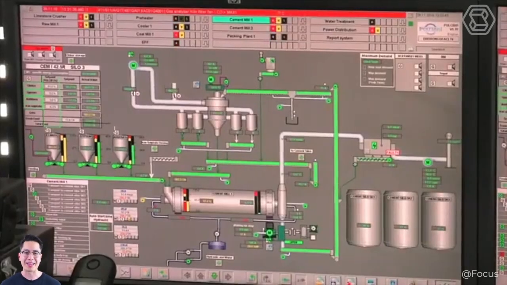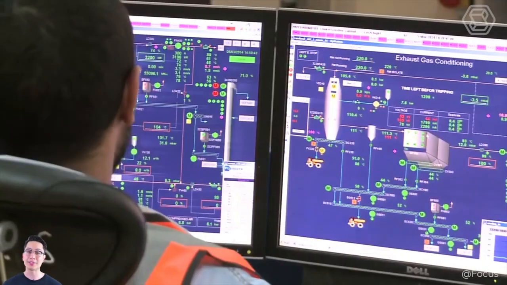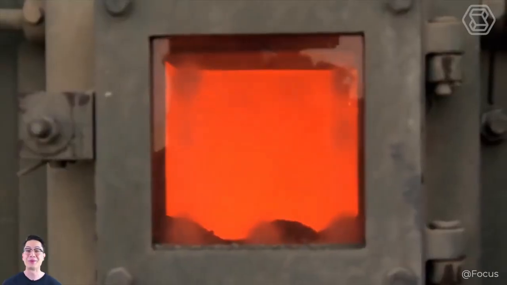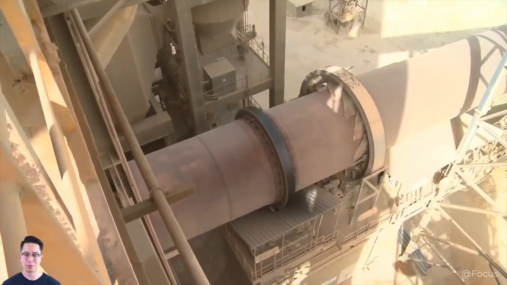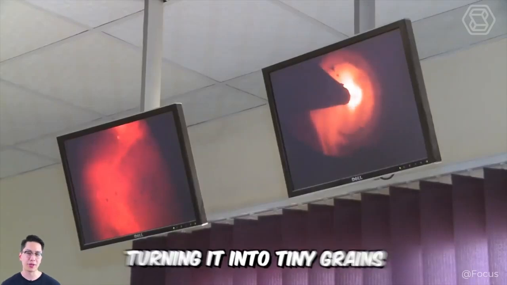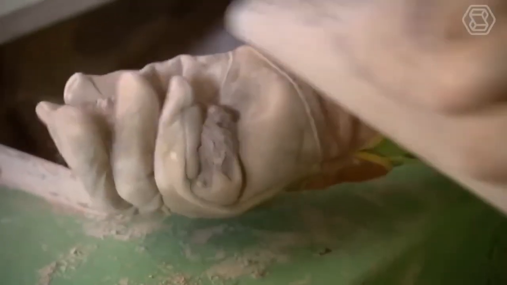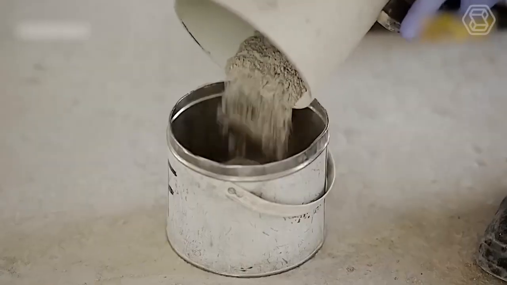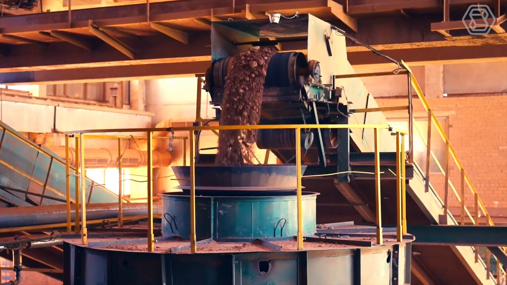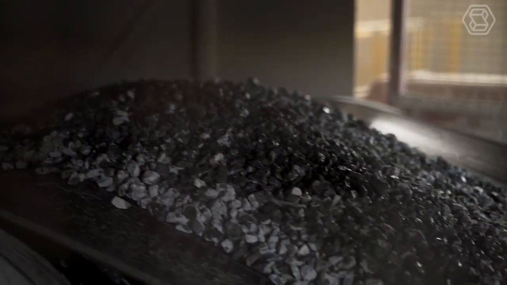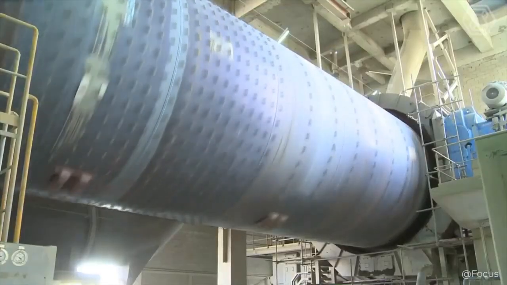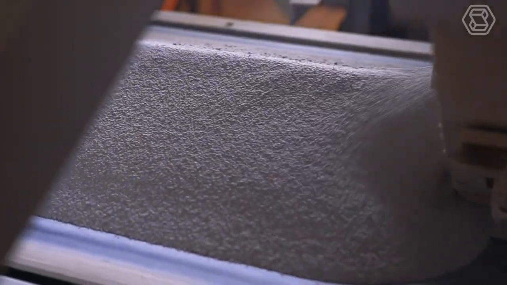It's here, at this important stage, that quality control is mandatory. If everything has been done well and correctly, the charge is fired at high temperatures, turning it into tiny grains. These are then carefully ground to a fine powder. Not surprisingly, this technology is only used in the production of some mortars. It's all about the labor-intensive nature of the processes.